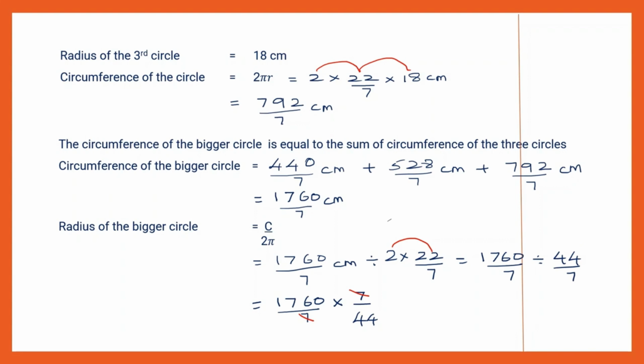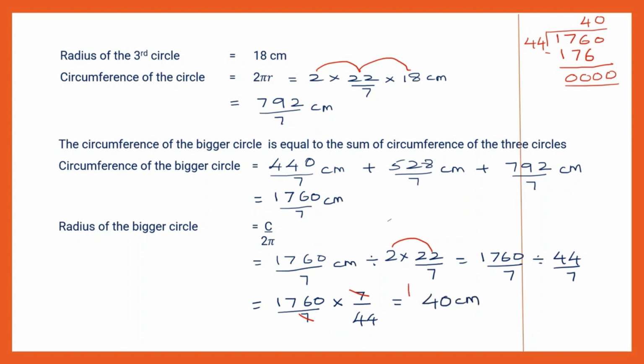So now let's divide 1760 by 44. Now 44 into 4. 4 4s are 16, carry 1. 4 4s are 16 plus 1, 17. So we've got this 176. Now let's minus. So it's 0 here. Now we have this 10 which we can carry up and finish our division. So what do we have? Our quotient is 40. That means the radius of the bigger circle is 40 centimeters.